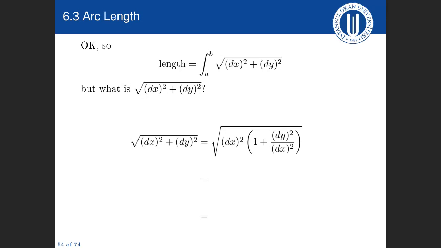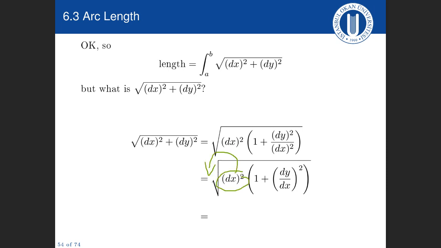Think of it like this. I could factor out dx squared to write dx squared multiplied by 1 plus dy squared divided by dx squared. And then instead of dy squared over dx squared, I want to think of that as dy dx all squared. The dx squared I can take outside of the square root, and it just becomes dx. So the square root of dx squared plus dy squared is the same as the square root of 1 plus dy dx all squared, dx. And that gives us our formula.